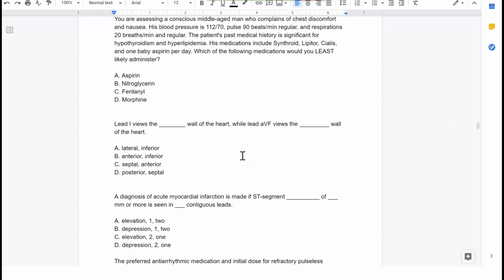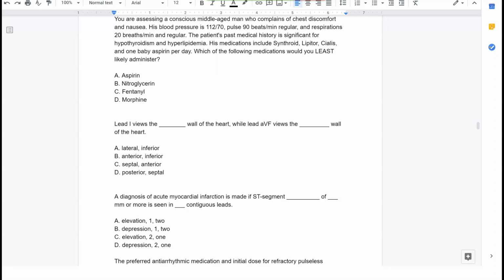All right, you are assessing a conscious middle-aged man who complains of chest discomfort and nausea. Blood pressure is 112/70. Pulse is 90 beats, regular. Respirations 20 breaths a minute, regular. Patient's past medical history is significant for hypothyroidism and hyperlipidemia. Medications include Synthroid, Lipitor, Cialis, and 1 baby aspirin a day. Which of the following medications would you least likely administer?